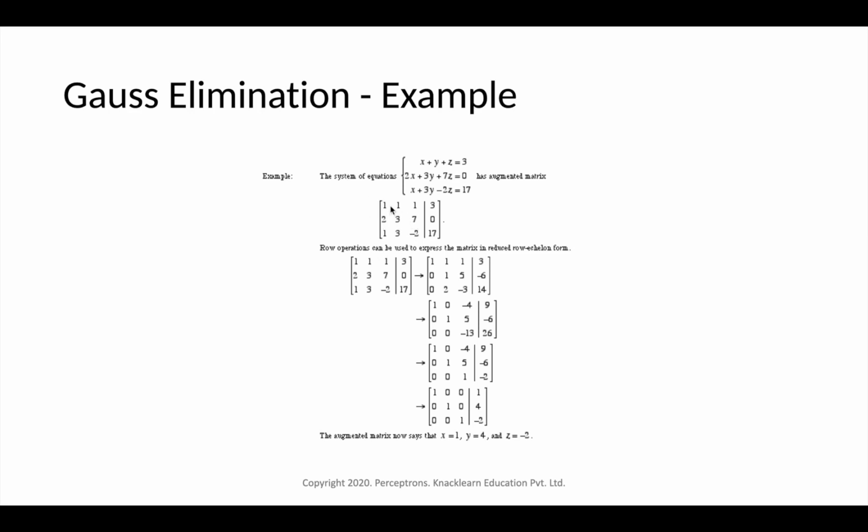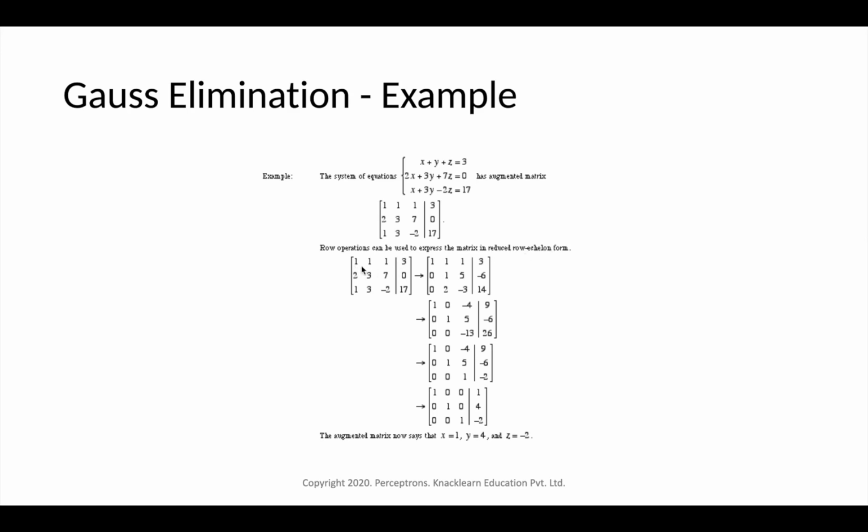So like that we have to take out the matrix, and the solution vector is 3, 0 and 17. This is the solution vector. So first we are creating an augmented matrix of the same given matrix. Then we will perform elementary row operations. Row operations can be used to express the matrix in reduced row echelon form.